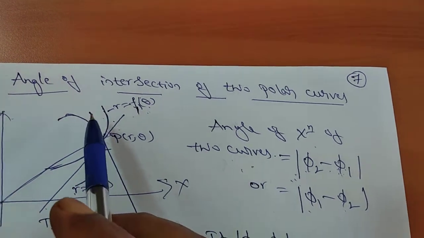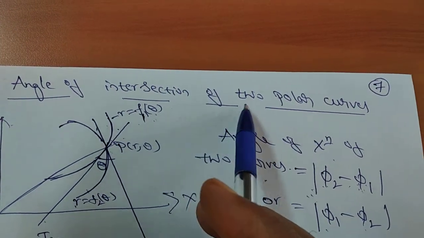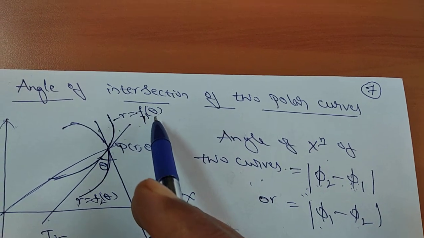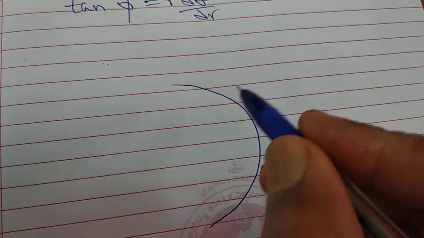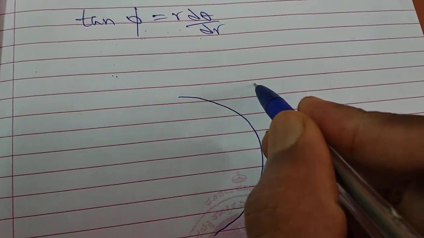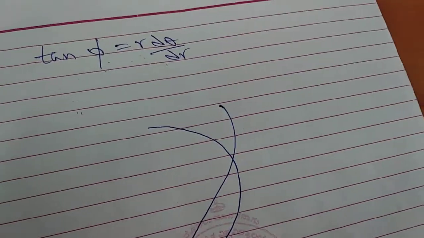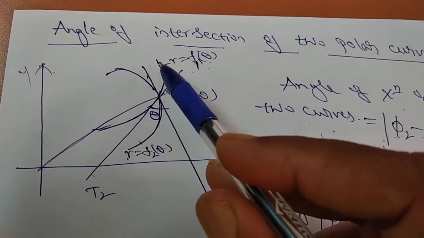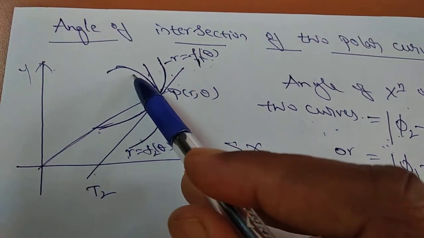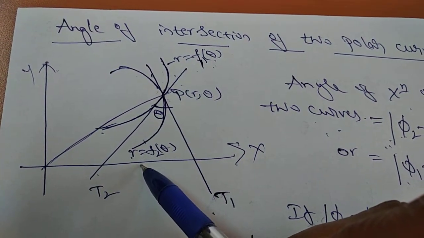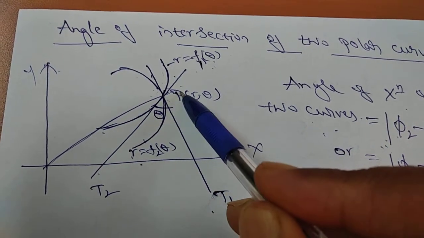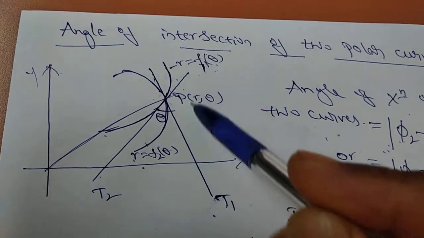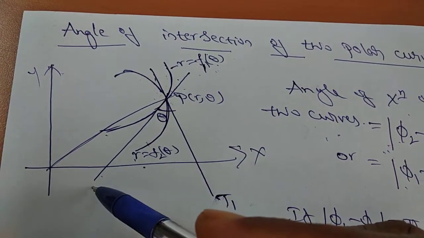So next, angle of intersection of two polar curves. So how to find out the angle between two polar curves? So here this is one polar curve. Next we take another polar curve. So we take r is equal to f1 of theta, one polar curve, and r is equal to f2 of theta, another polar curve. So to find the angle between these two polar curves, we will draw a tangent T1 to the first polar curve and draw a tangent T2 to the second polar curve.